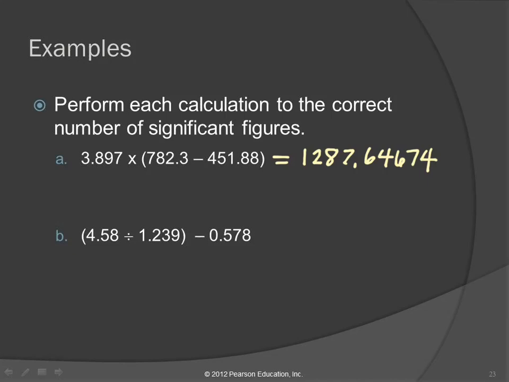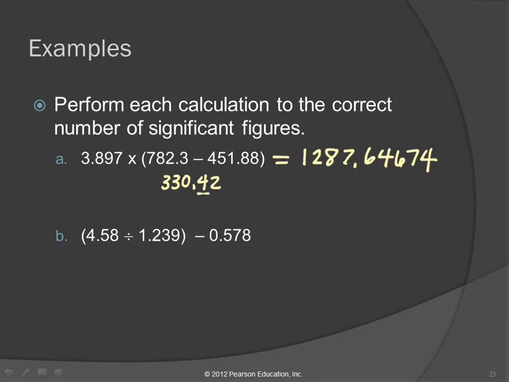So 782.3 minus 451.88 equals. So the result of that is 330.42. To that result, I'm going to apply the subtracting rule to figure out where my uncertain digit is. Where would the uncertain digit be? The first decimal place, because this one has one decimal place and this one has two. So I'm going to underline that, just as a little note to myself. That's the uncertain digit. That's the last significant figure.